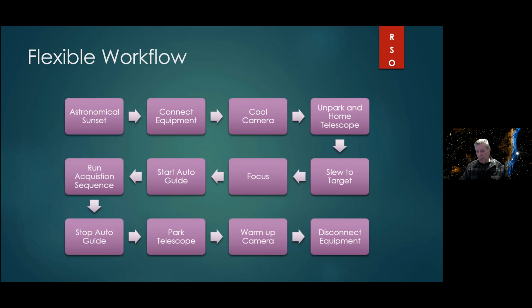But my simple workflow right now is I wait for astronomical sunset, connect the equipment, get the camera cooled, unpark the scope, send it to its home position, slew to the target. Voyager has a really nice focusing system. Get the telescope all focused. It picks the guide star and through PHD2, gets PHD2 going and stabilized, and then starts running these acquisition sequences.